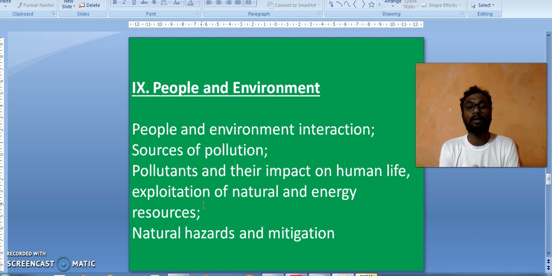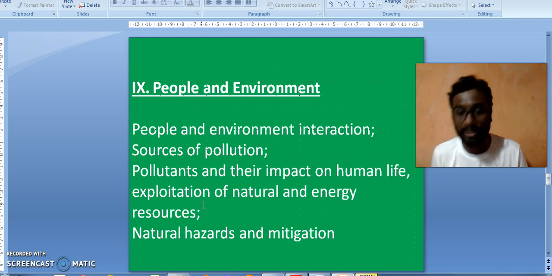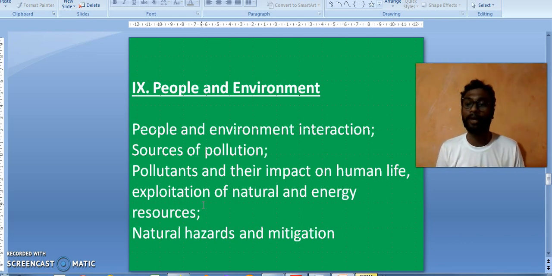Pollutants and their impact on human life. What are the sources of pollutions, and how they will impact human life. Exploitation of natural and energy resources is generally happening. So what kind of exploitation is generally happening? This kind of questions generally will be asked. Natural hazards and mitigation: what are the natural hazards, what are the consequences of natural hazards, what are the remedies for the natural hazards, what are the steps to be taken in order to control the natural hazards. This kind of questions.